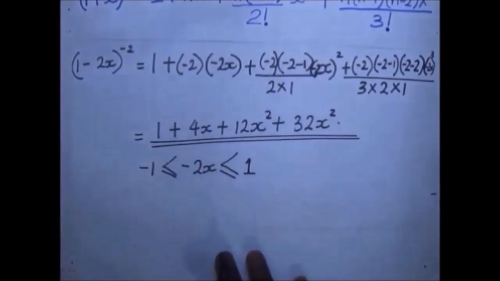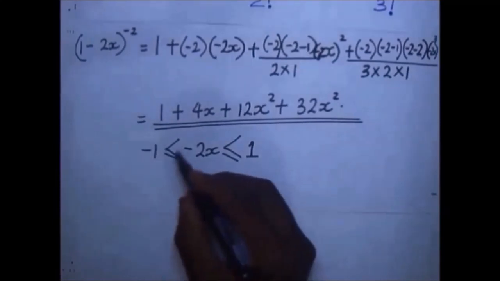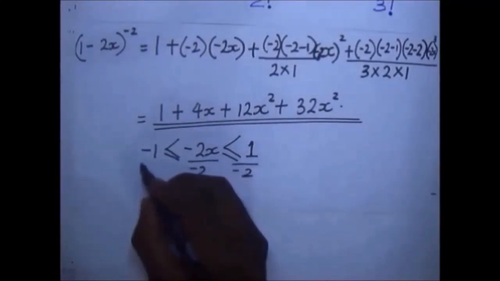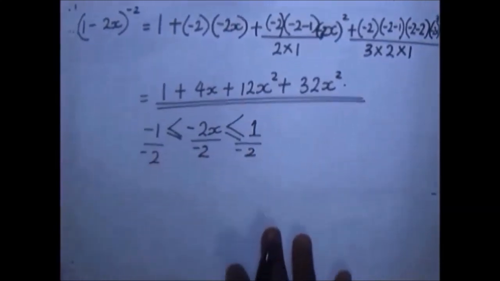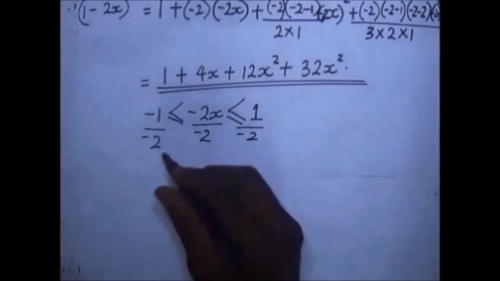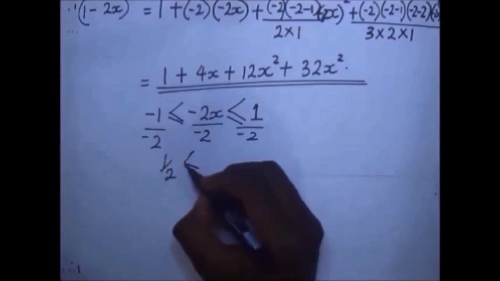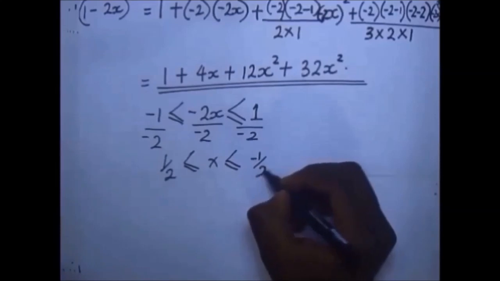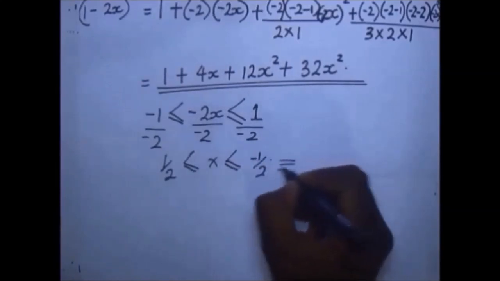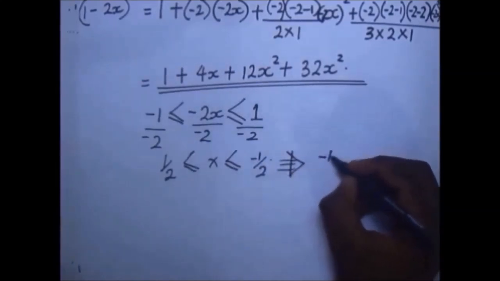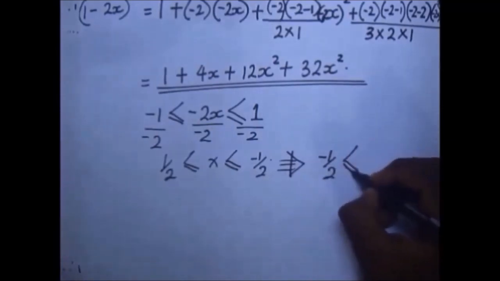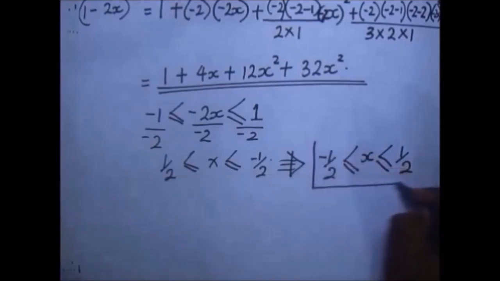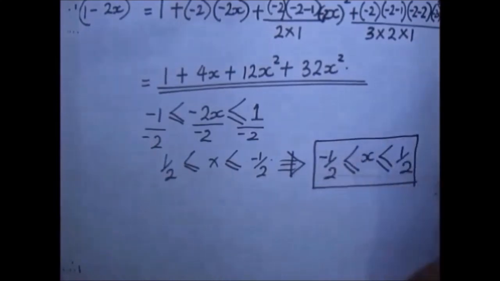So the range of values of x is going to become, if we divide through by negative 2, a half less than or equal to x less than or equal to negative a half. So in other words, to state it correctly, it will be negative a half less than or equal to x less than or equal to a half. So these are the range of values for x.